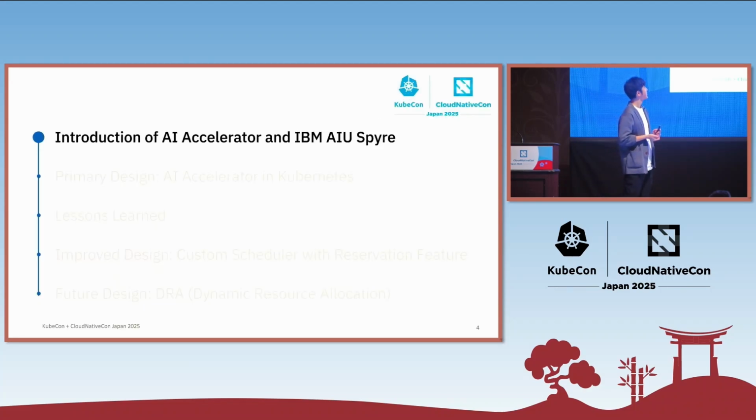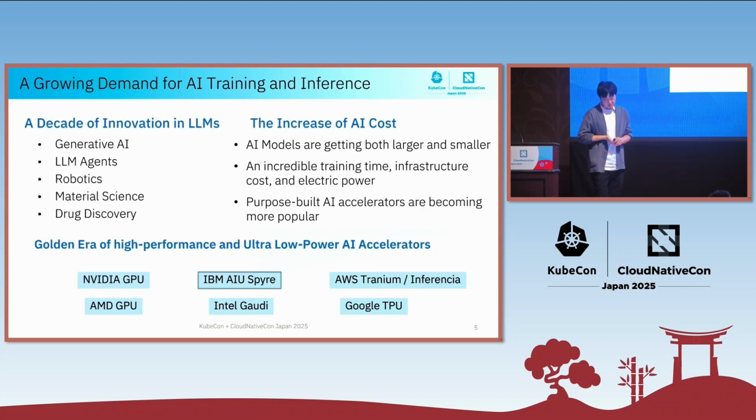All right, let's go to the next. This is a brief background on the growing demand in training and inference. It is now a decade of innovation in LLMs, applied to generative AI, agents, robotics, material science, and drug discovery. We are trying to apply LLMs to the enterprise field. As you know, AI costs are increasing.